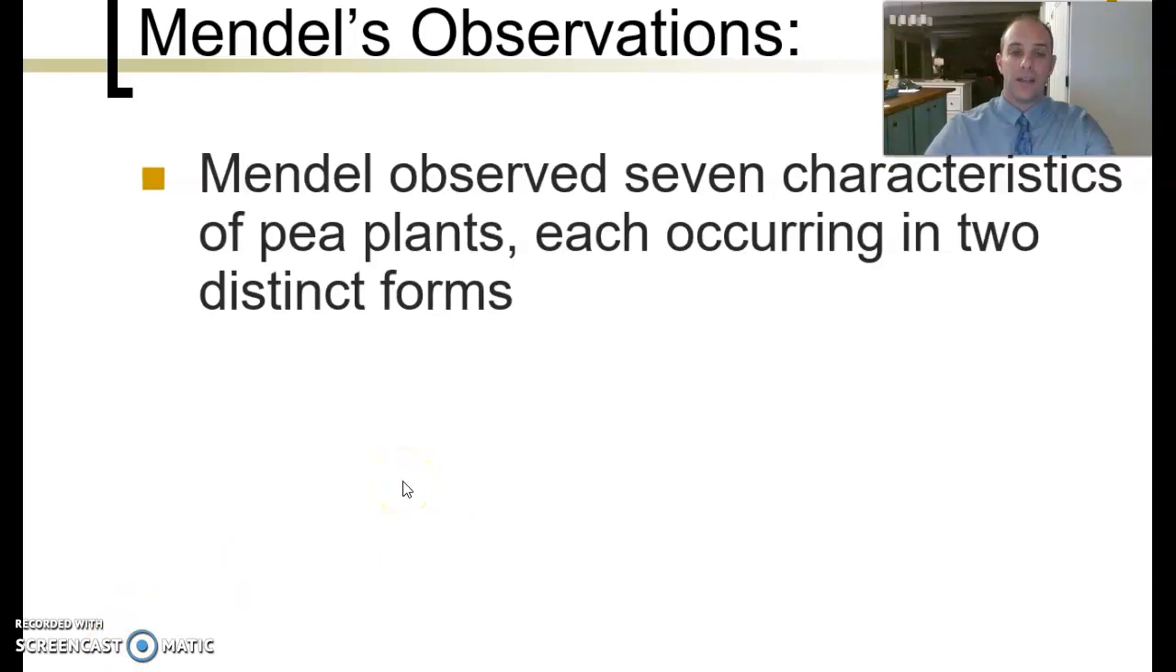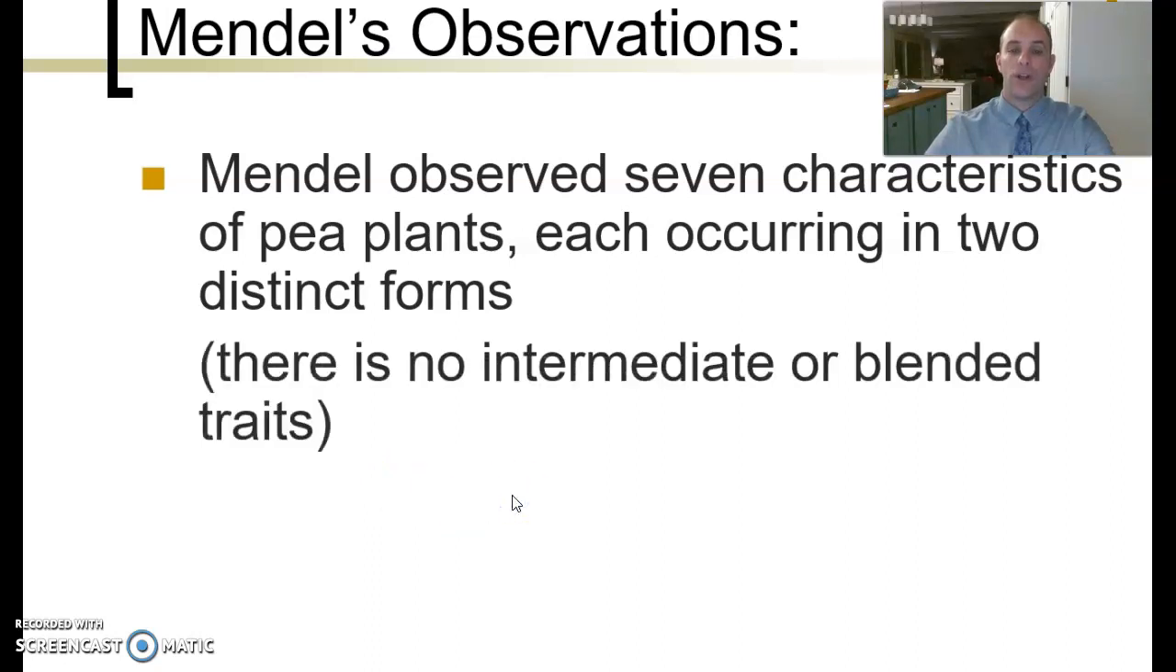So what did he see? Mendel observed 7 characteristics of pea plants, each occurring in 2 distinct forms. There is no intermediate or blended traits. A lot of people think that when you have 2 colors of flowers and you blend them together or you cross them, you're going to get a blended or mix of colors. That's not always the trait, but that's not always the idea, but we'll talk about it later.